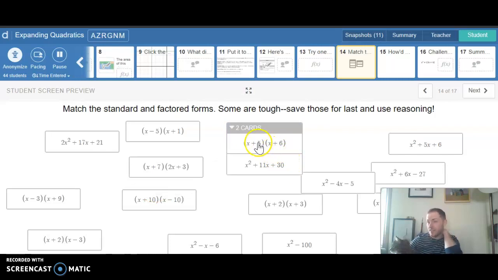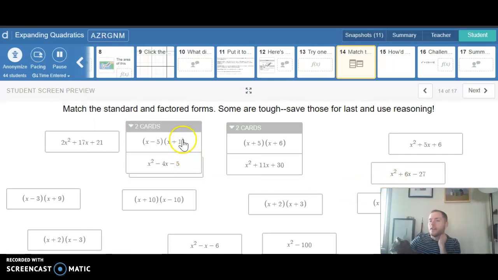And then I just check, is 5x and 6x going to make 11x? They sure are. So if I were doing this one, I would check negative 5 times 1 is negative 5. So I'd look for that, which looks like it's right here. And then double check, is negative 5x plus an x give me that negative 4x? And it definitely does. So that's great.